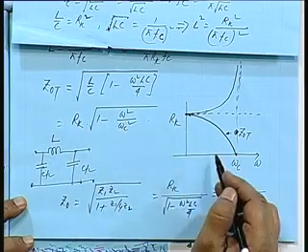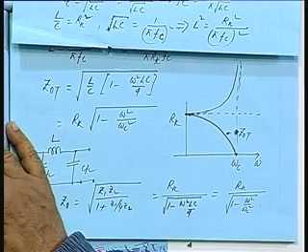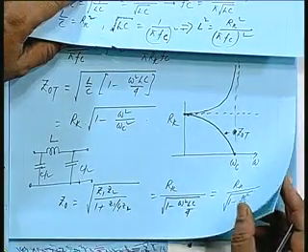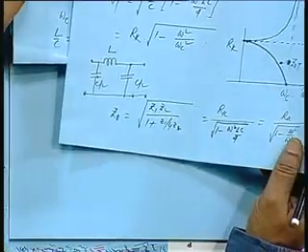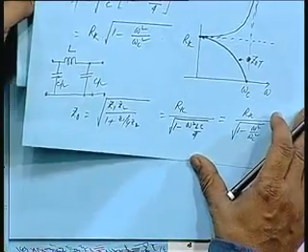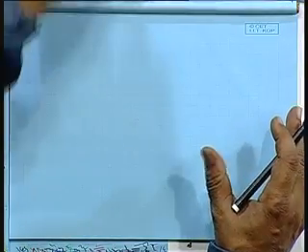So, the characteristic impedance switches over from a real quantity to an imaginary quantity. That means you cannot transmit power. Imaginary means the load impedance is imaginary, so you cannot transmit any power, as simple as that.